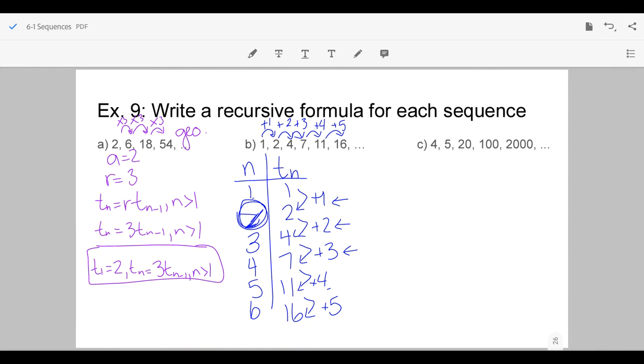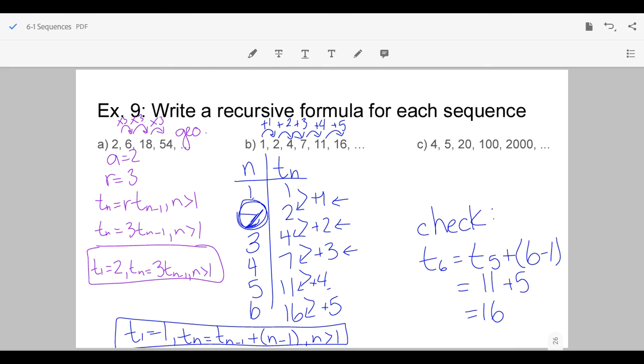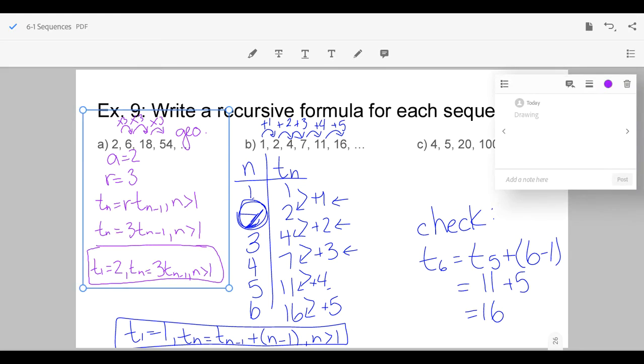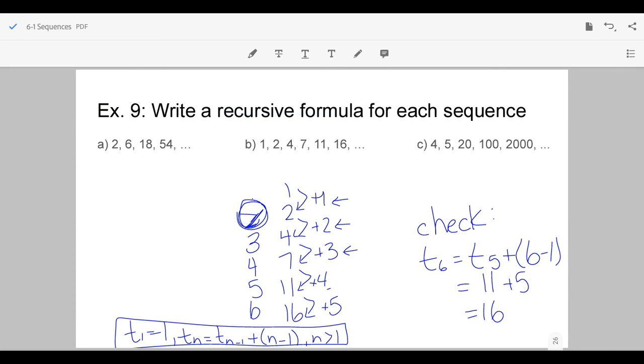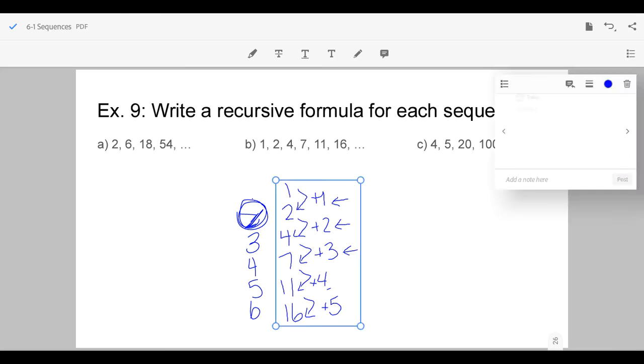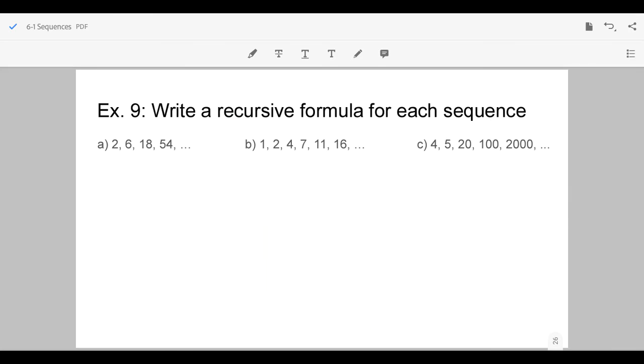Now, all right, I'm going to clear everything on this page because it's getting a little chaotic for my liking, so that we can do the final example. Part C. 4, 5, 20, 100, 2,000. So this one might take a little bit of playing around with, but I'm just going to show you how this one works.